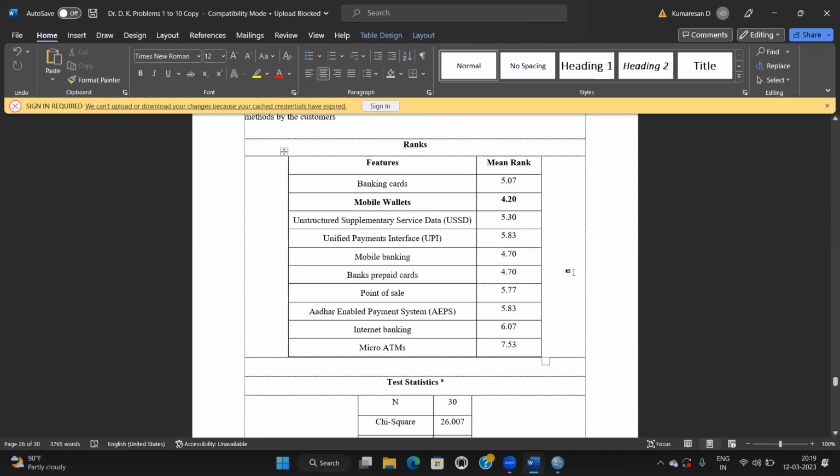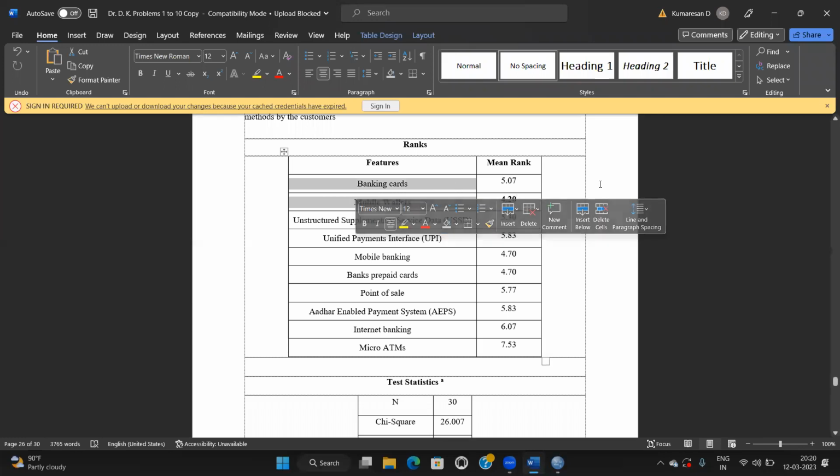So once again, since we are comparing the mean ranks, not the mean scores, we have to select the lowest mean rank. Which digital payment method has the lowest mean rank? Look at this: 5.07, 5.30, 5.83, 4.70. So 4.20 is the lowest. It belongs to mobile wallets.